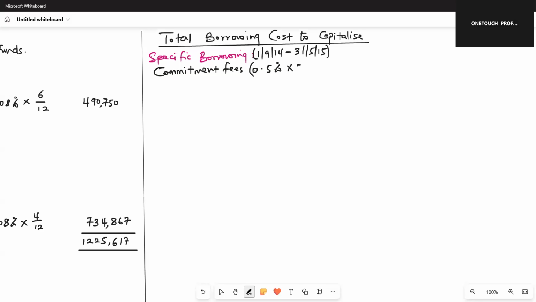0.5% of the 25 million. We have used it somewhere. We got 125,000. Okay. Then the interest cost is going to be the 25 million times 4% times 8/12. You agree or you disagree?